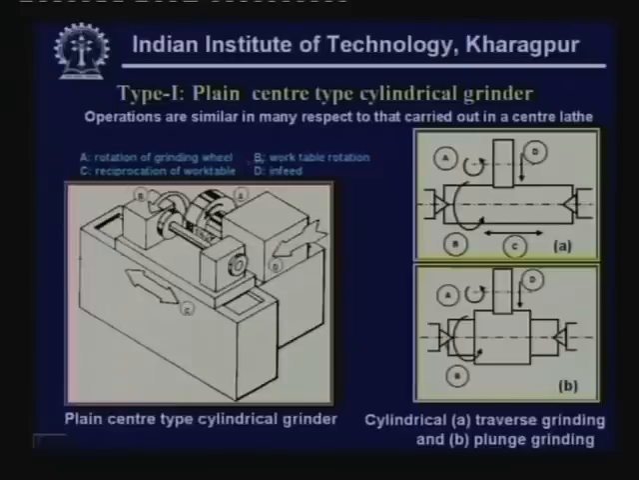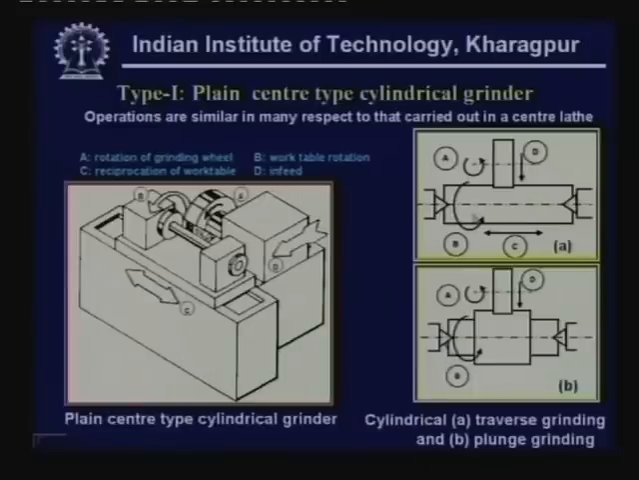At least four motions are required: rotation of the grinding wheel, work table rotation, then reciprocation. This is actually the rotation of the workpiece, reciprocation of the work table and the infeed to provide the depth of cut. So, in this machine the wheel provides the necessary grinding action, which is the removal of the chip, then this reciprocation provides the necessary feed motion to extend the cutting action over the entire length of the job. Rotation of the workpiece is necessary to have the grinding action over the entire perimeter, and infeed is required to have the depth of cut.